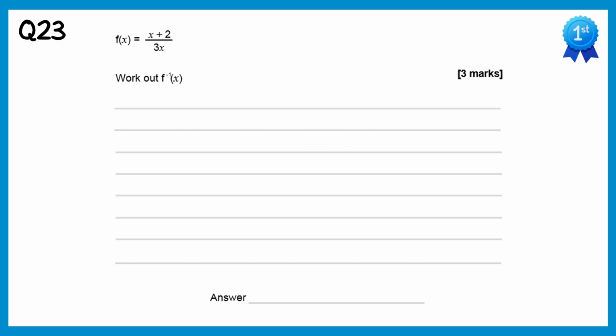For this question, we're going to find an inverse function. To start, replace the f of x with a y. So y equals x plus 2 over 3x. We then switch all of the x's with y's and all of the y's with x's. So rather than y equals, it's x equals. And then rather than x plus 2, it's y plus 2. And then rather than 3x, it's 3y.